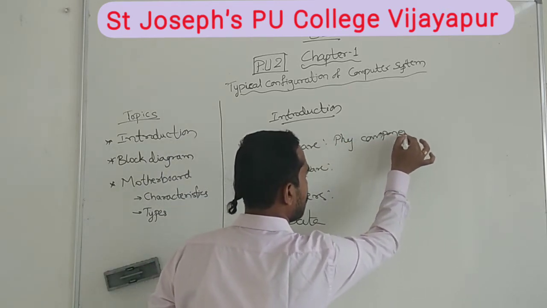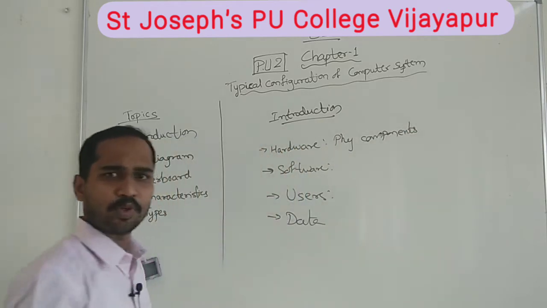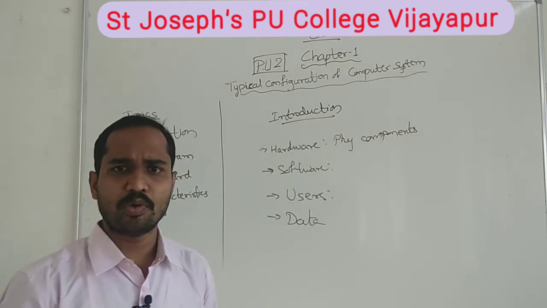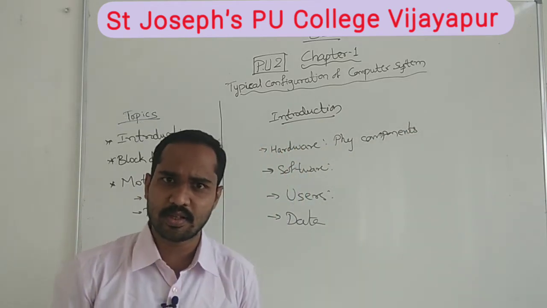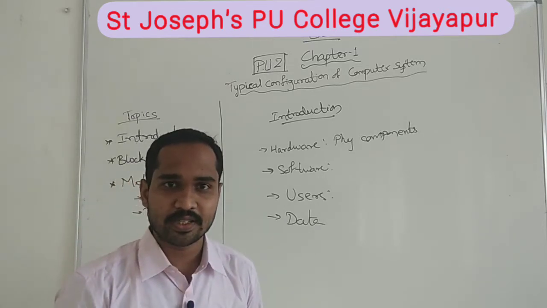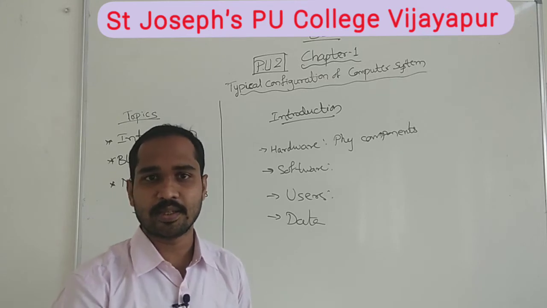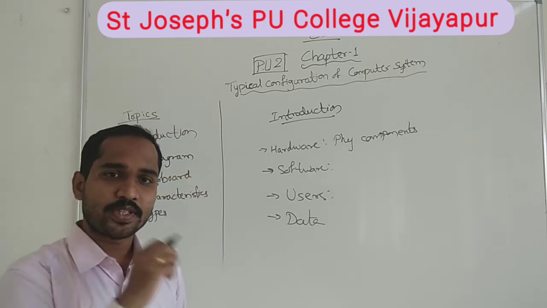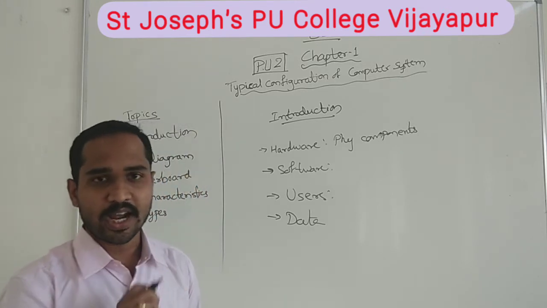For example, all the devices, input devices like keyboard, mouse, joystick, scanner, etc., and the printer, monitor, speaker, these are all the hardware devices. You can touch them, you can see them. So the physical components are called as the hardware devices.